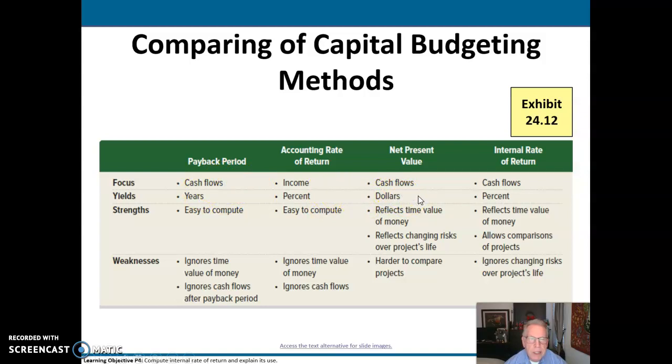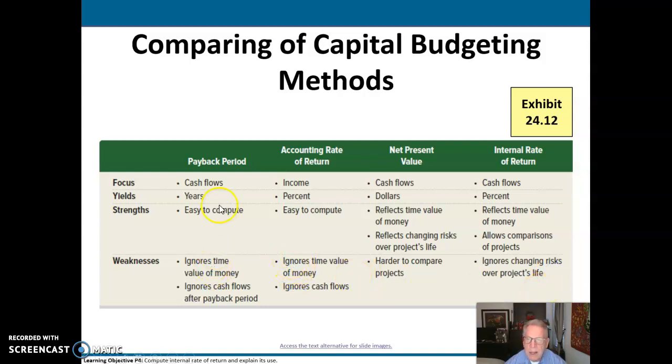Net present value is going to give you a dollar return, whereas internal rate of return will give you a percentage return. This net present value is going to reflect the time value of money, and it's going to reflect changing risks over the project's life. And it's a little harder to compare projects because we're dealing with cash flows and not percentages. But with internal rate of return, it also reflects time value of money and an easier comparison of projects because it's comparing percentages. And it ignores the changing risks of project's life.